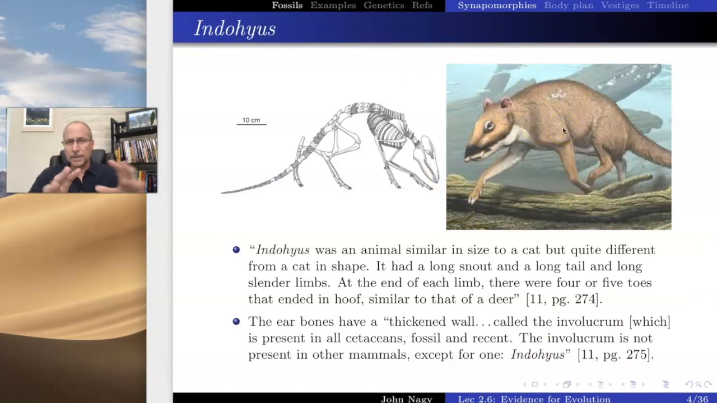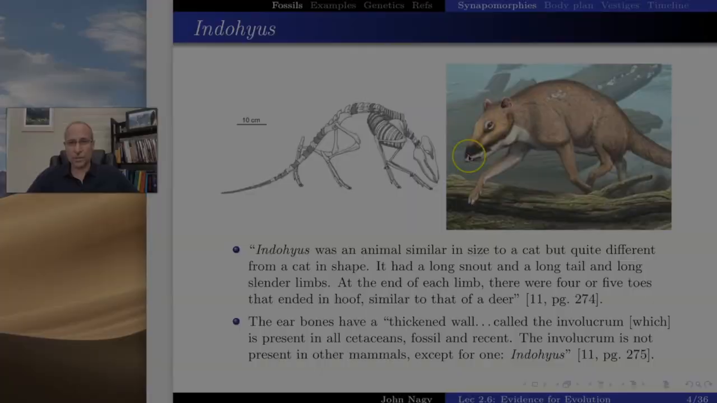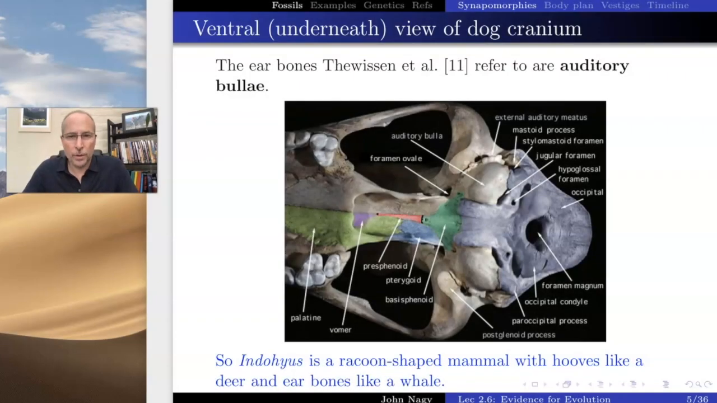Okay, now, interestingly enough, what are the cetaceans? You may not know. I can tell you right now, cetaceans are the whales, dolphins, and porpoises. And these things live in water their entire lives, and they've got these weird ear bones. They've got these really thick ear bones. These guys have it too. So what are these ear bones that we're talking about here?